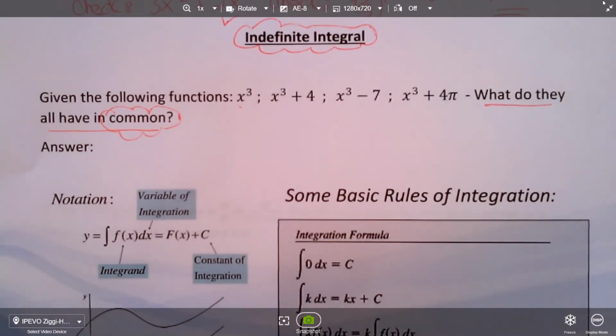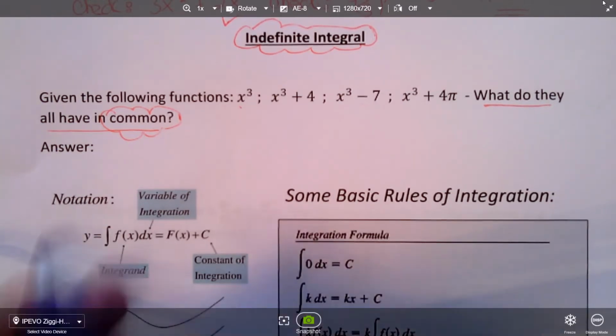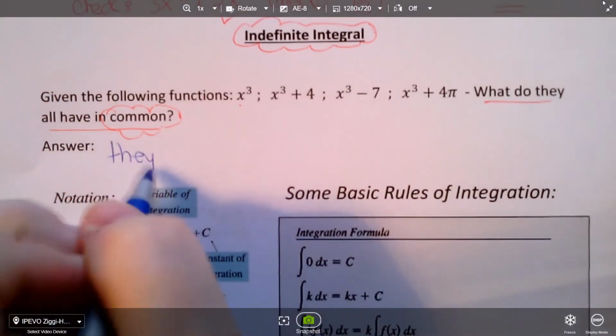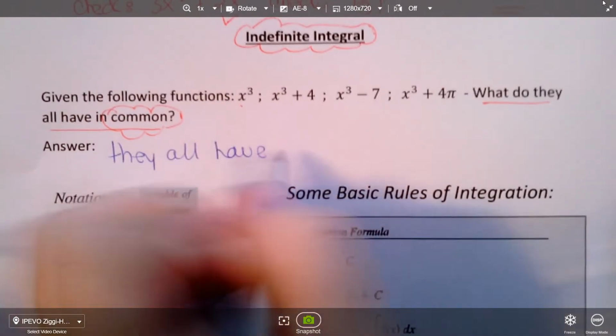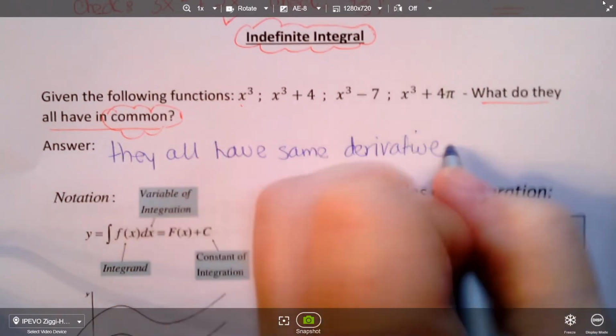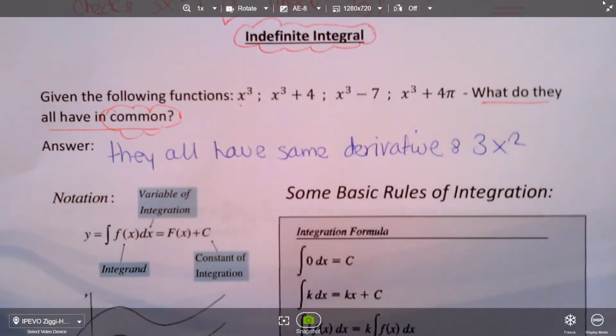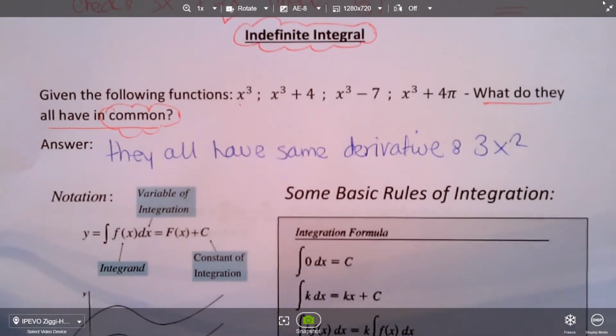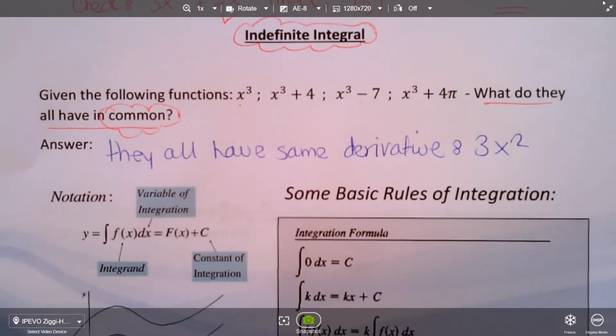So hopefully you're having a quick look at it and you're noticing maybe they all have the same derivative, right? If you take the derivative of all of those functions, you will get the same answer, right? Now, that is a bit of a problem when we start to work with integrals. If you think about the fact that all of these have the same derivative, and what you just learned about the idea of the antiderivative, that could be problematic.